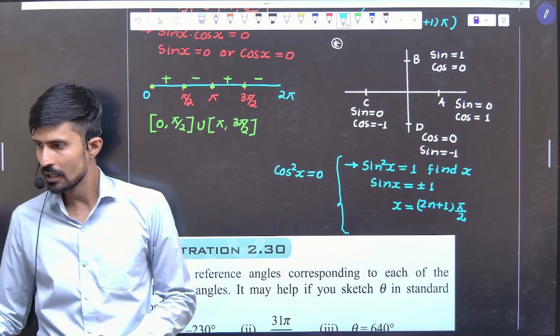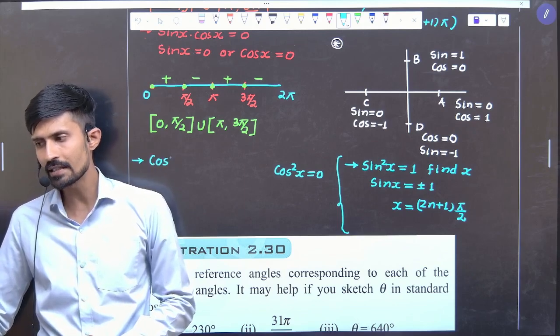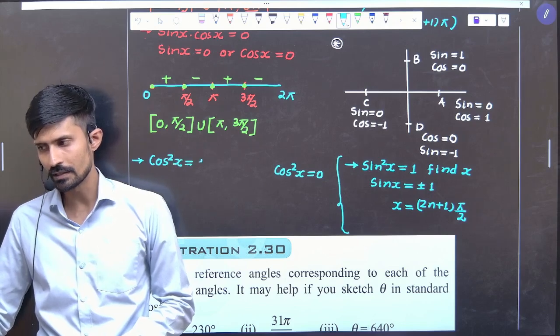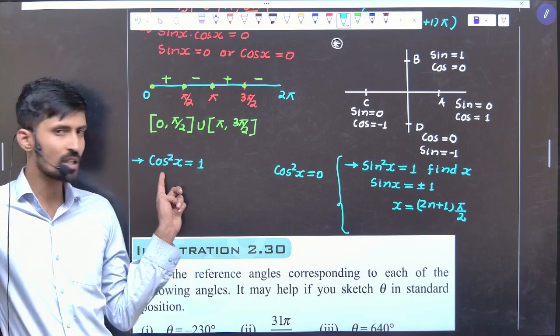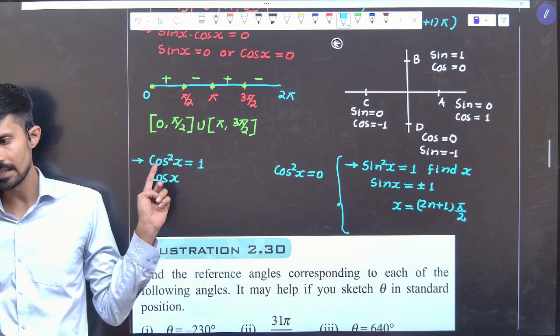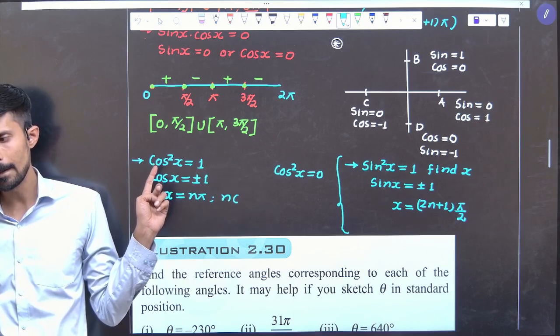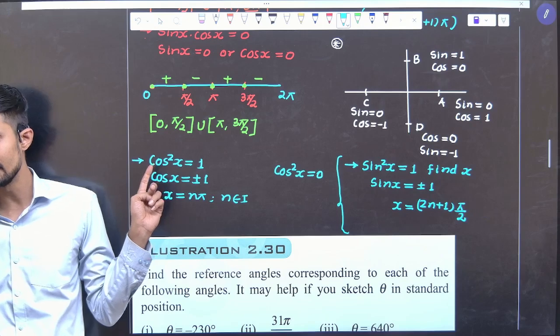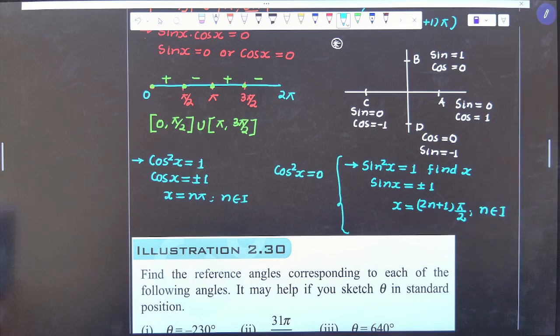Okay? So if I ask you cos square x is equals to 1, can you tell me what will be x? Cos square x is equals to 1. So what is cos x? Plus minus 1. Yes, cos x is equals to plus minus 1. So what will be x? n pi. And n pi, what is n? Integer. Not engineer, integer. Integer we write with I sign also, we write with Z sign also, both.